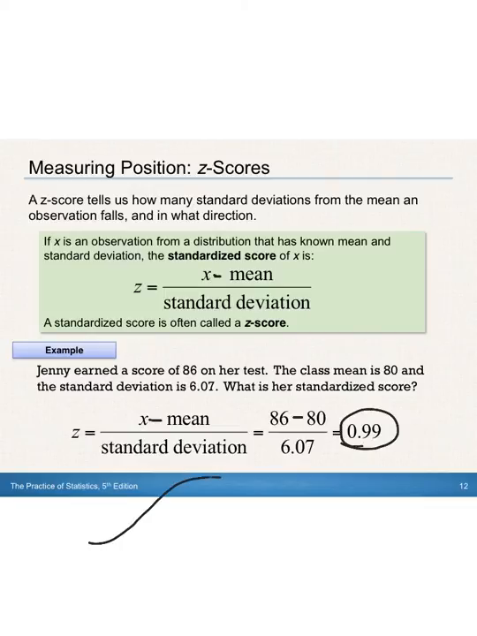So if we were going to go ahead and look at her location, here's our 80. Here's our 80, 6.07. Here's a standard deviation of 1. Our friend Jenny here is just below that. She's somewhere just below that. I can't even draw it properly. She's really close to a standard deviation of 1.